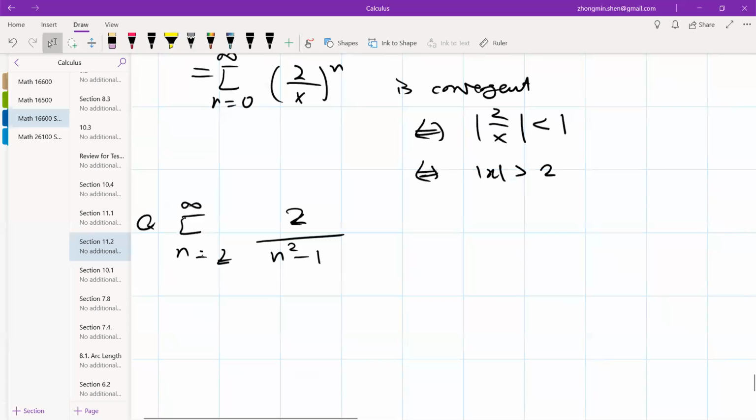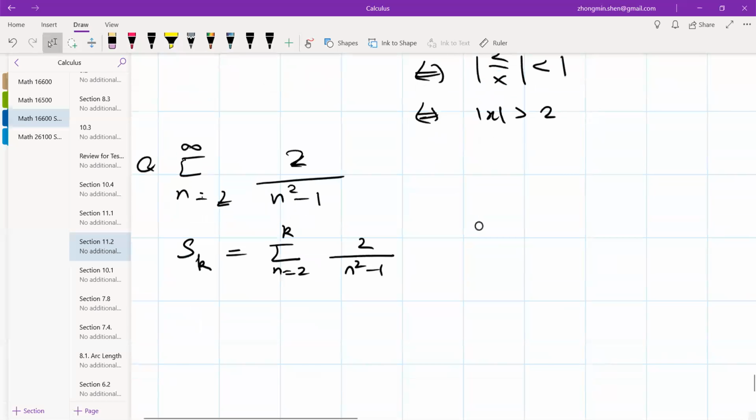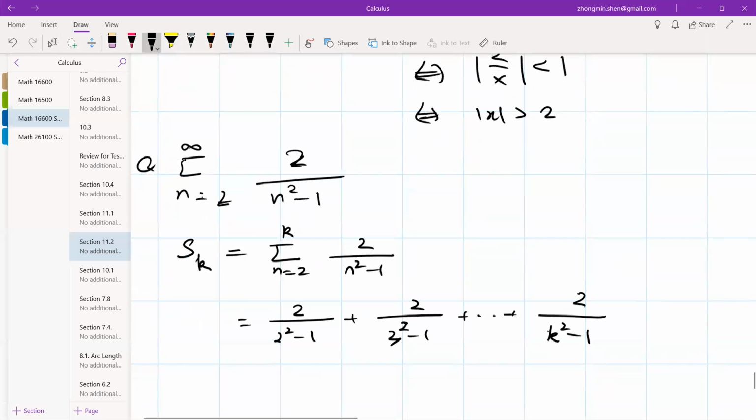So we have to look at the partial sum. Let's say partial sum S_k. Right? Can I group them together? Okay, it's 2 over 2 squared minus 1, 2 over 3 squared minus 1, right? And there are so many terms, up to 2 over k squared minus 1.